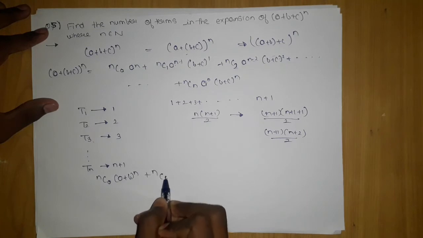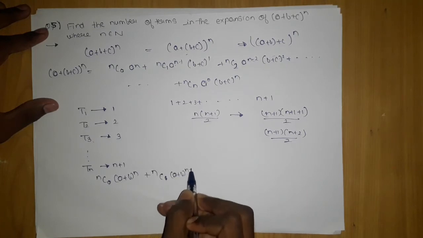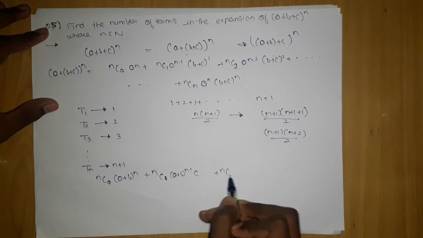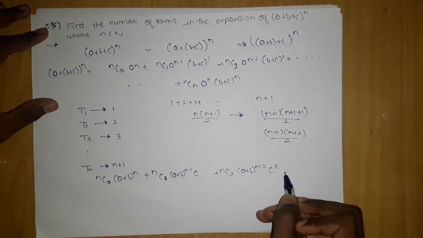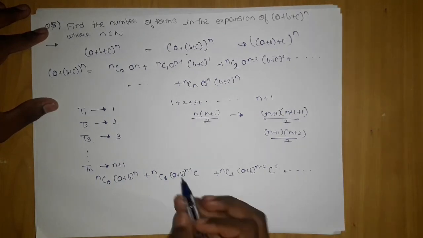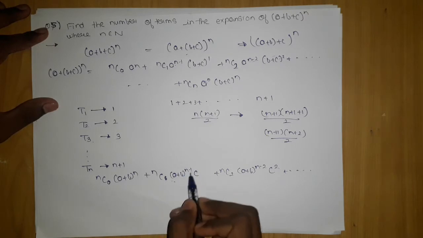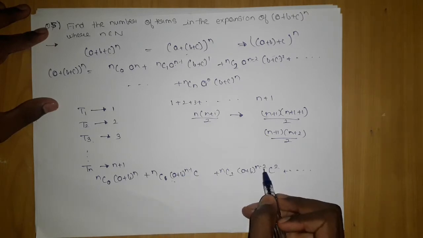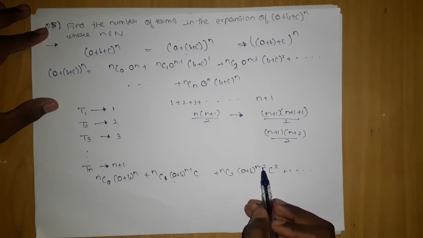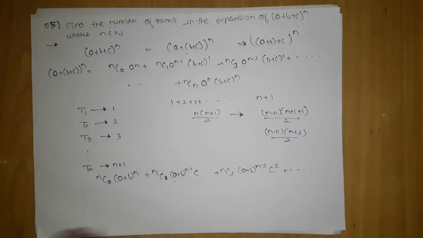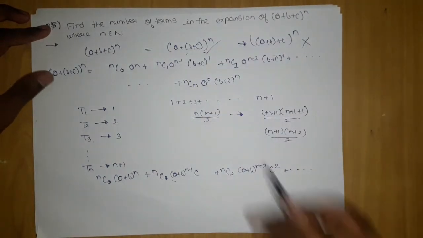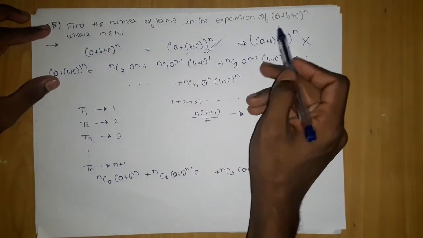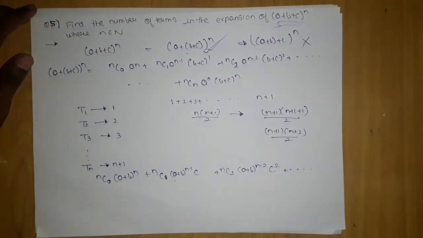After this nC1 (a + b)^(n-1) into c, and nC2 (a + b)^(n-2) into c^2, and so on. So here the difficulty is that n + 1 terms will be there in the first, n terms in the next, and so on, so it will be in reverse order, which will make us a little uncomfortable and difficult to understand. So avoid this and go with the other way. This way of solving these types of problems, finding the number of terms, is very good.